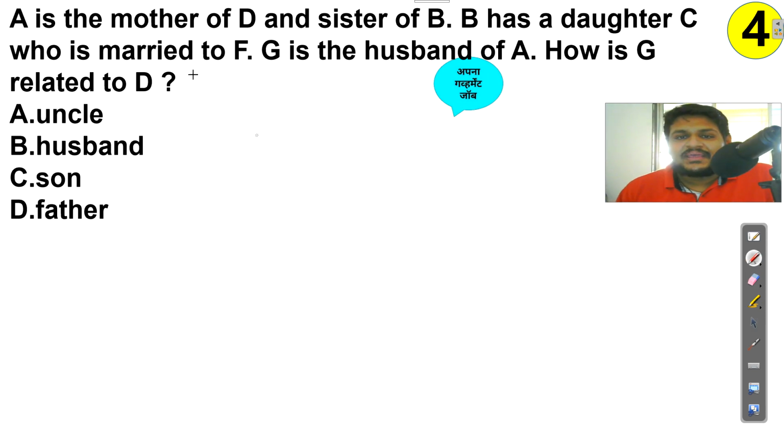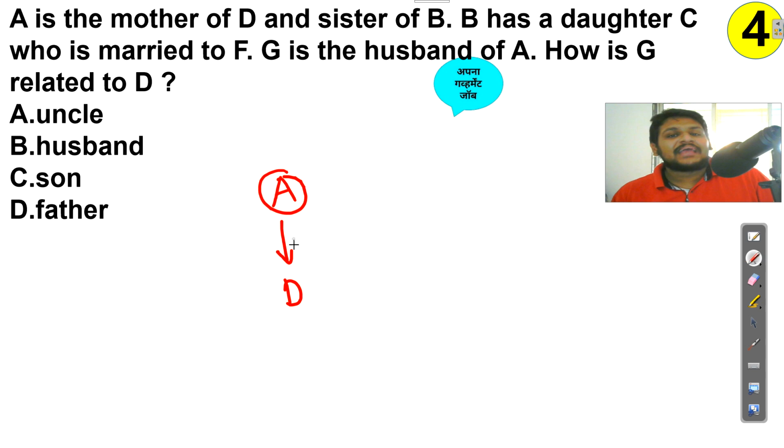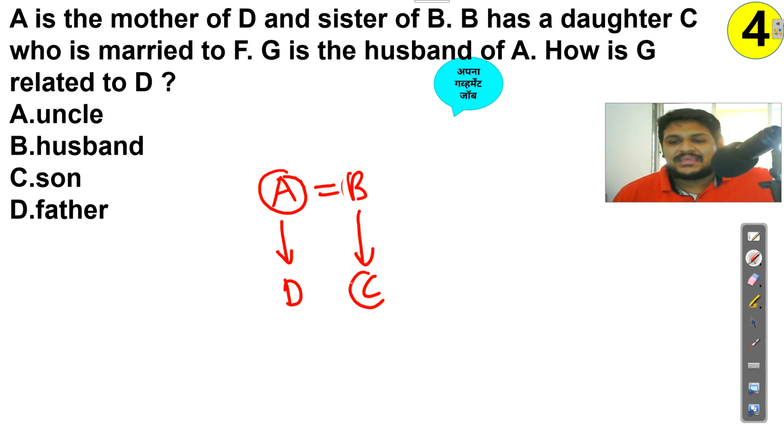Okay, see this question. A is mother of D and sister of B. So A is mother of D, with a generation gap arrow, and sister of B. B has a daughter C who is married to F, so F is male, right? G is the husband of A. Now G is the husband of A.